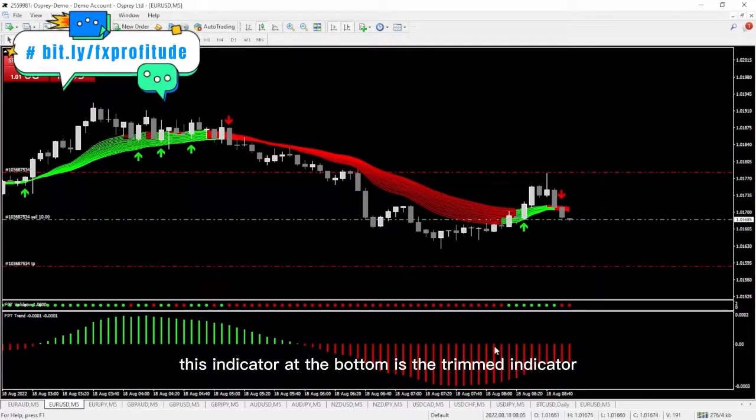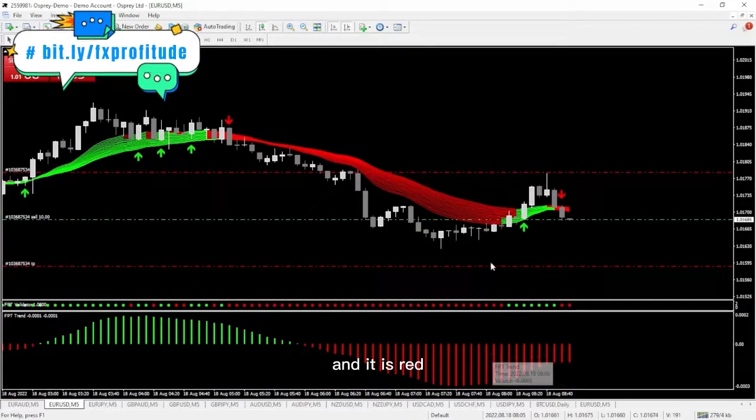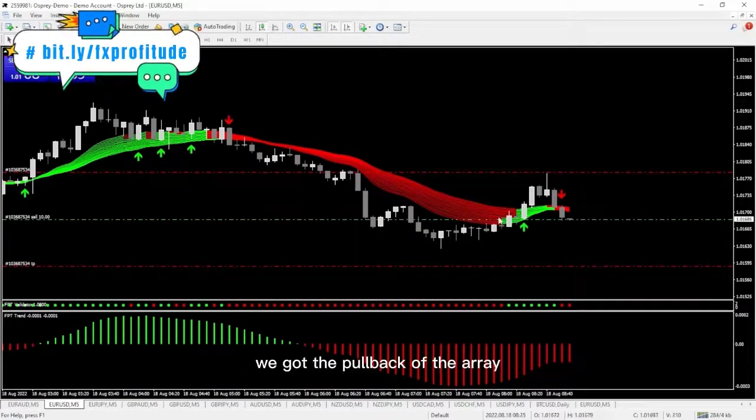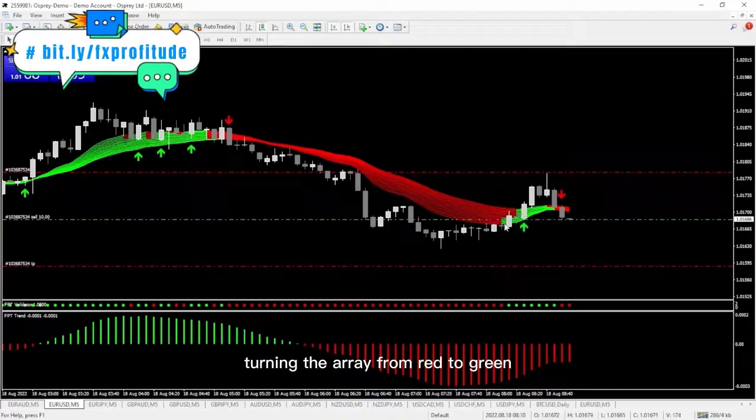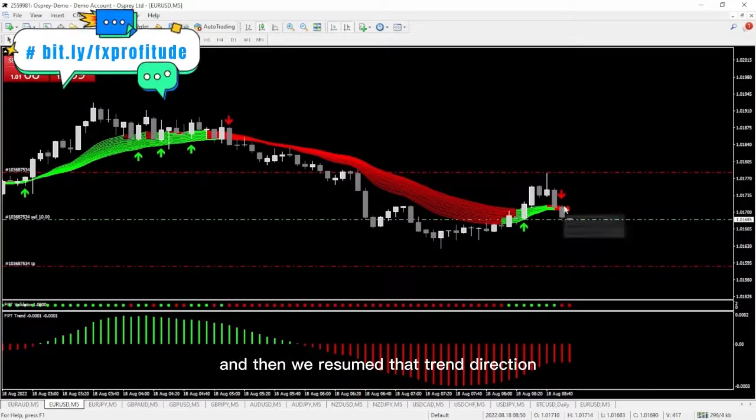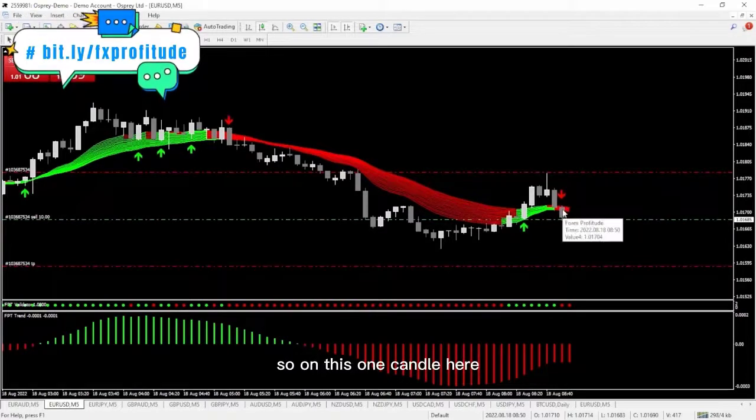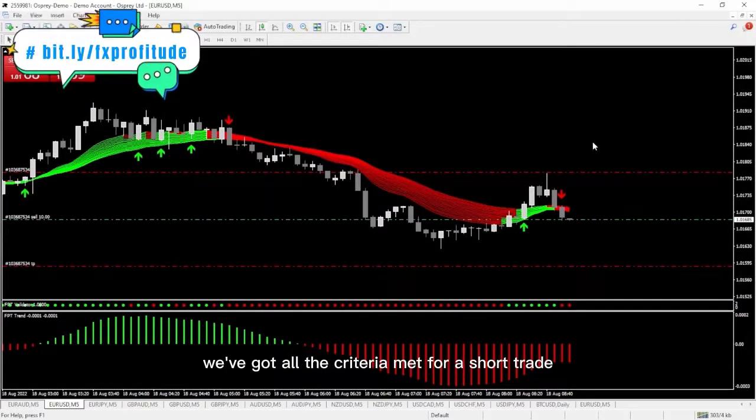Now, the reason for this trade is we are in a downtrend. This indicator at the bottom is the trend indicator, and it is red. We were looking for the pullback. We got the pullback of the array, turning the array from red to green, and then we resumed that trend direction. So on this one candle here, we've got all the criteria met for a short trade.